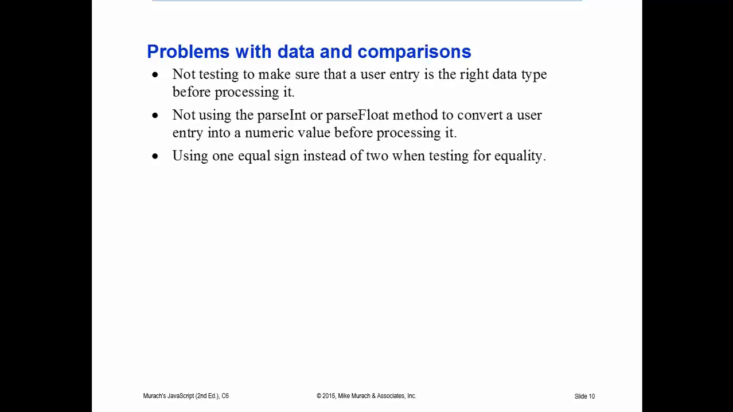Not testing to make sure that a user entry is the right type before processing it. The one below it is an example: not using parse int or parse float. Using one equal sign, which means, again, assignment, and not using two equal signs, which is used for equality. And as we'll learn later, there's even three equal signs for equality and identity.